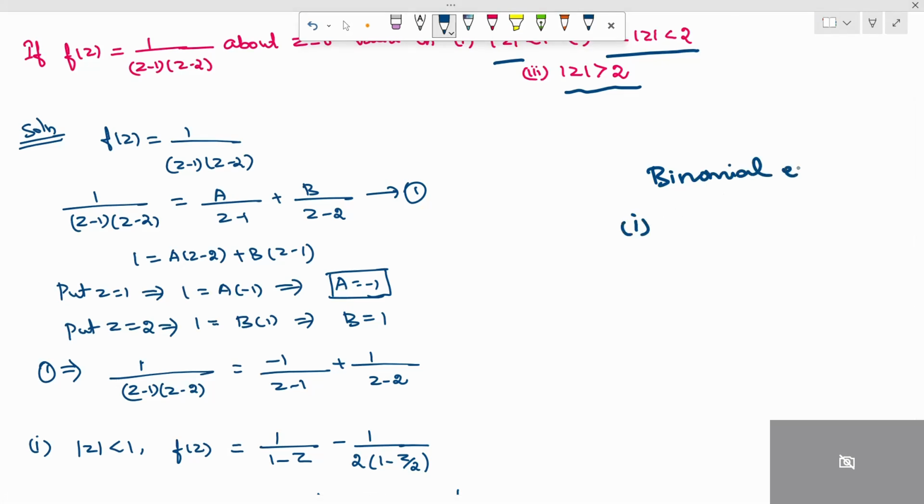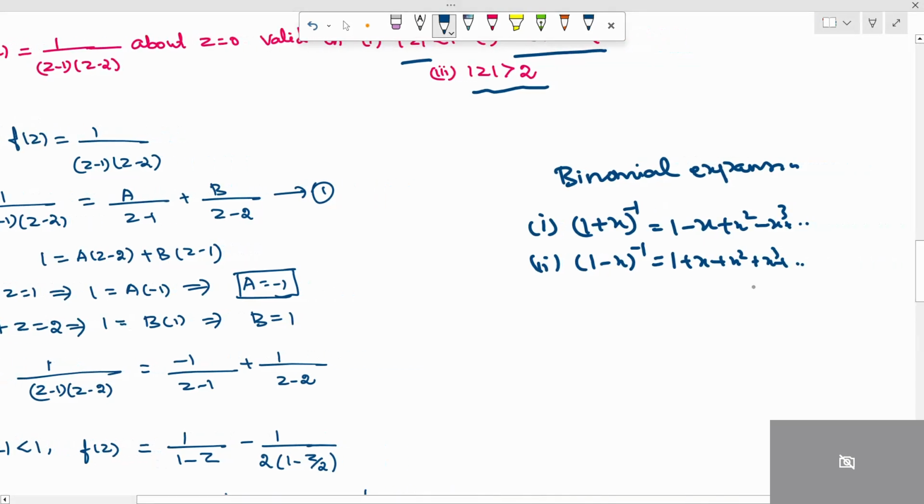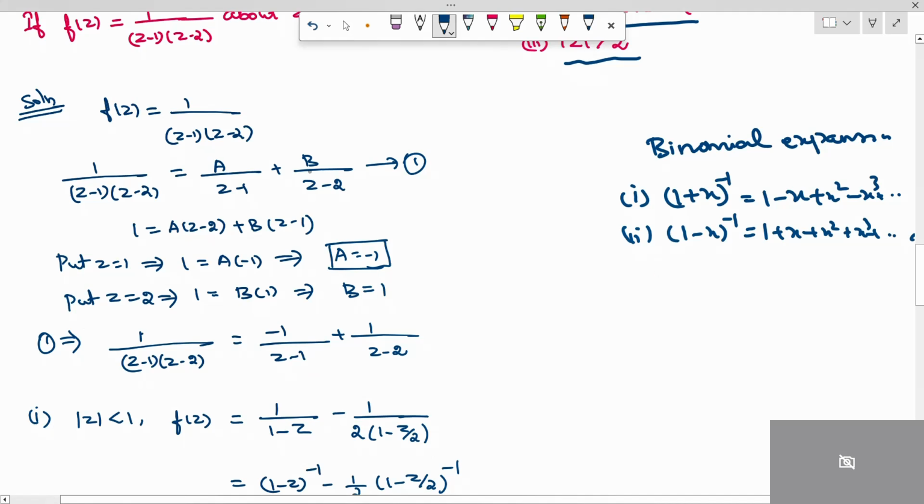First one is (1 plus x) whole power minus 1, which we can write as 1 minus x plus x square minus x cube plus etc. Then the second one, (1 minus x) whole power minus 1, is equal to 1 plus x plus x square plus x cube plus etc. This formula is applicable only if mod x is less than 1, otherwise we can't use it. If we want to use the binomial expansion formula, in the denominator we need a single term only, then only we can use the formula here.